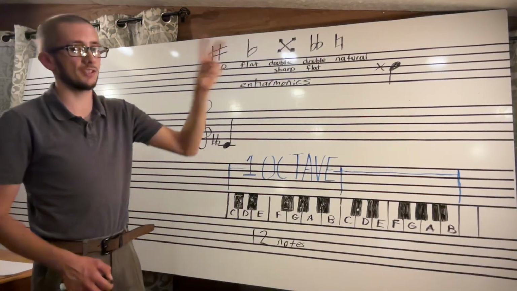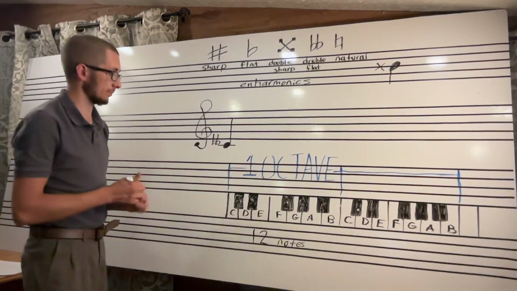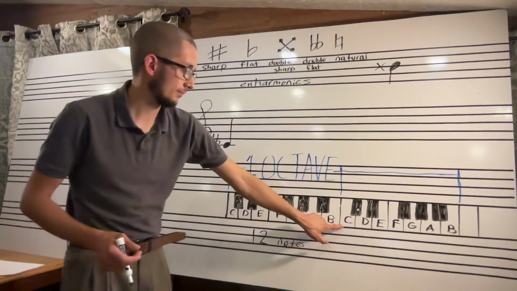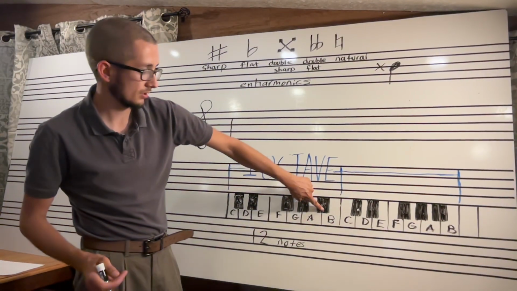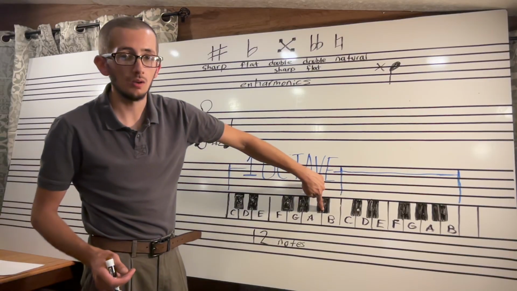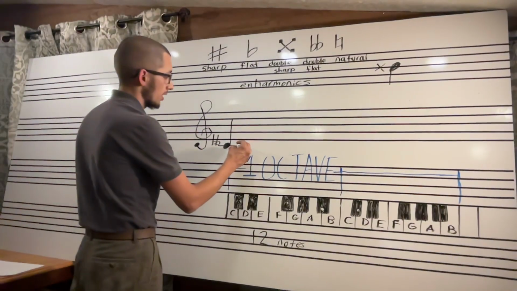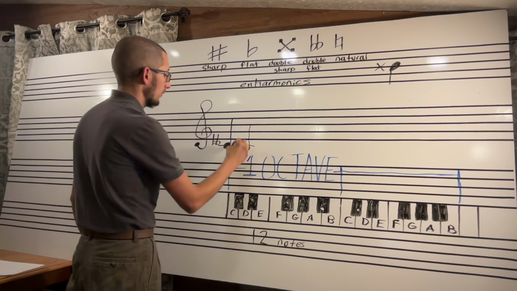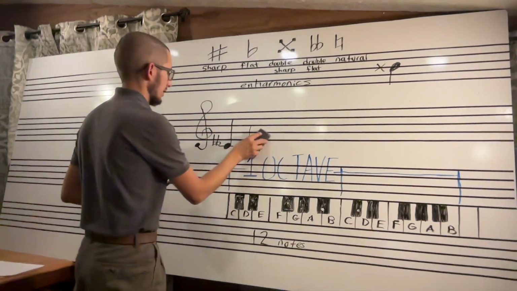2 half steps is also called a whole step. A double sharp raises it by a whole step. A double flat lowers it by a whole step. So C down a whole step, or 2 half steps, is this black key right here. So C double flat is an enharmonic equivalent of B flat. All right, so that's a C double flat.